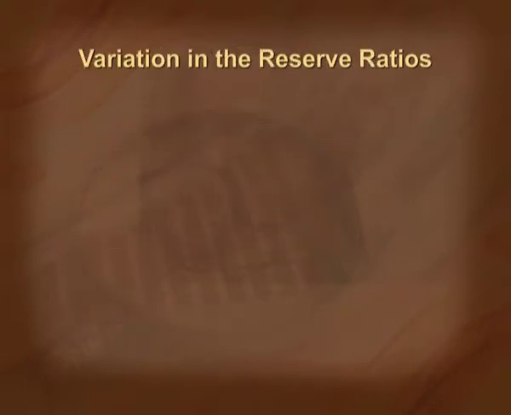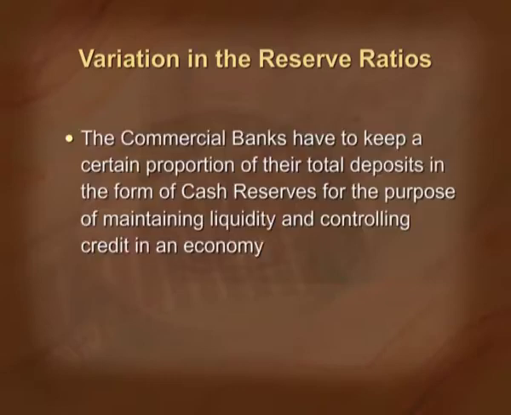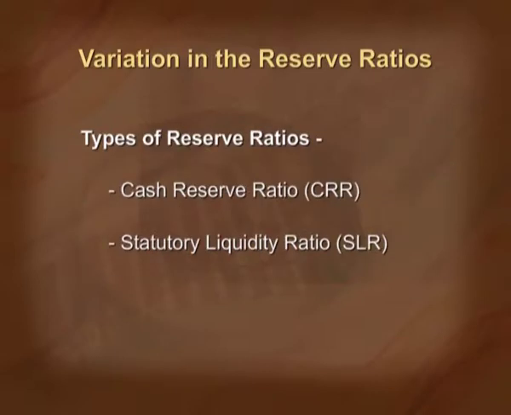Variations in the reserve ratios. According to the central bank or Reserve Bank norms, the commercial banks have to keep a certain proportion of their total deposits in the form of cash reserves for the purpose of maintaining liquidity and controlling credit in the economy. These reserve ratios are of two types, such as cash reserve ratio or CRR and statutory liquidity ratio or SLR.